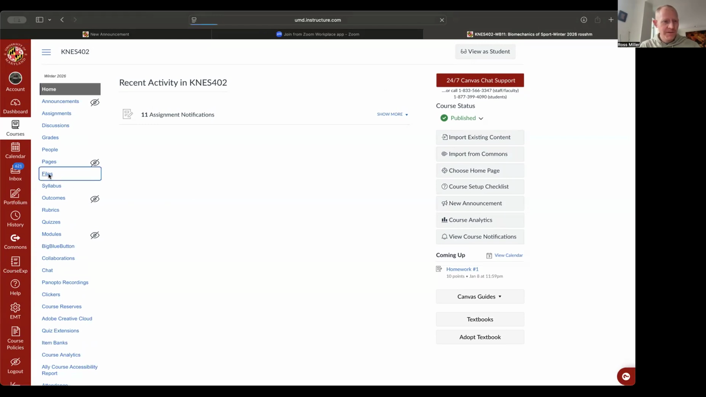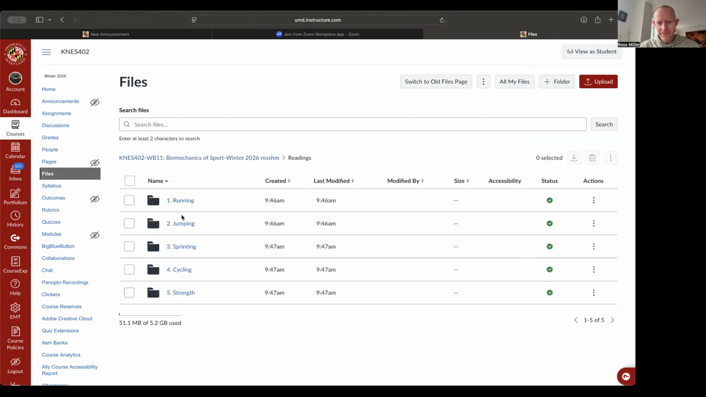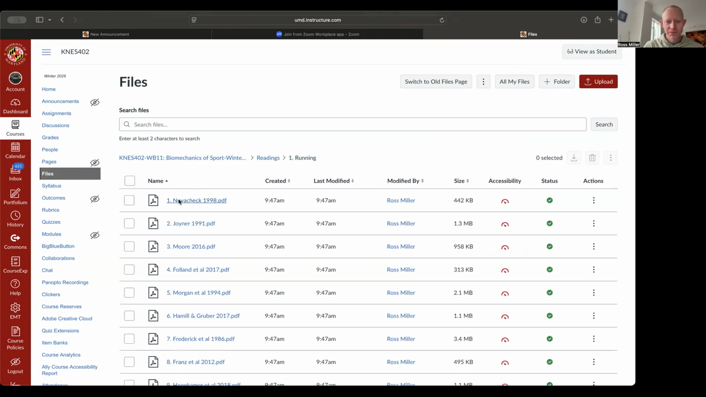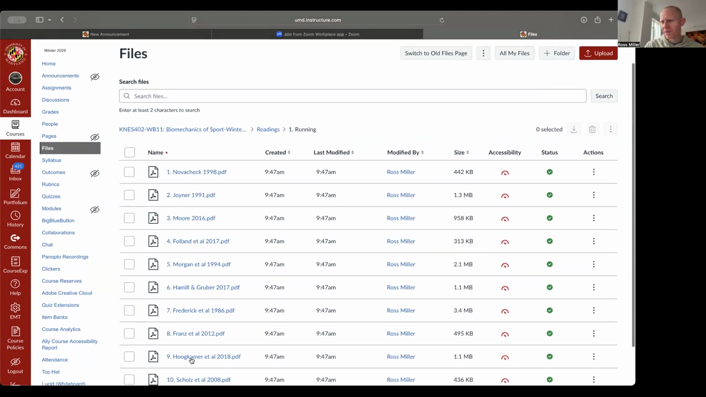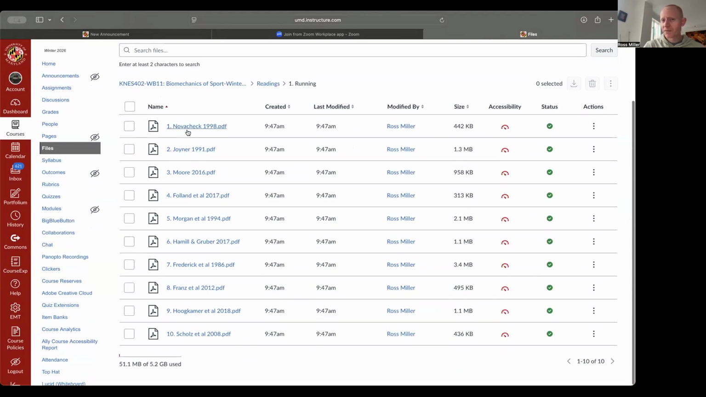And if I go to Files, and then under Readings, you'll see 5 different folders there, laid out in the order that we cover the topics in the class. So first we're going to cover running, and then jumping, and then sprinting, and then cycling, and then strength. If you look in each one of those folders, they'll be numbered 1 through whatever. Most of them have 10. The last one I think only has 6. These are the readings for that section of the class in the order that you should be working through them.